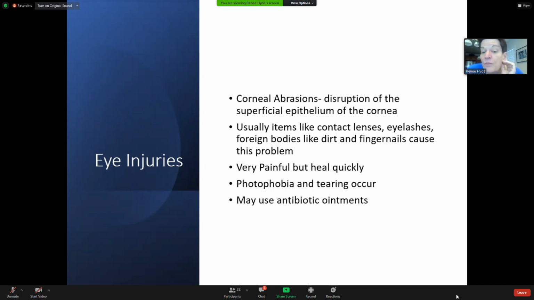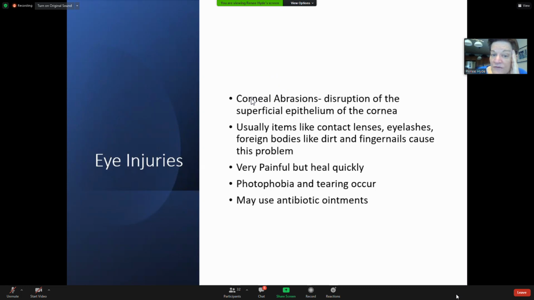Typically, they will give these patients an antibiotic ointment or an antibiotic drop for at least a week after their corneal abrasion to prevent infection. But like I said, the majority of times these things heal within 24 hours.